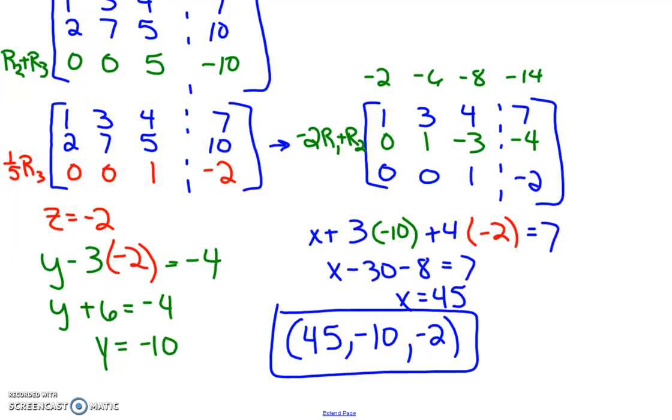Sometimes when you try to go too fast, you end up saying the wrong thing. Okay, so that is how you can solve the system using a matrix. And we will do example 3 in class together.